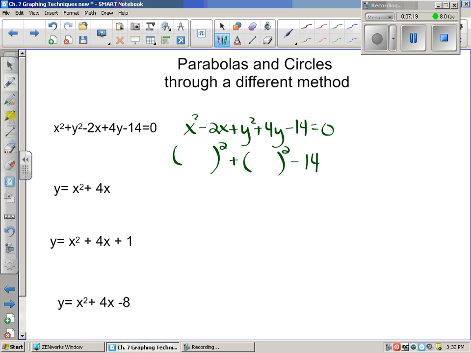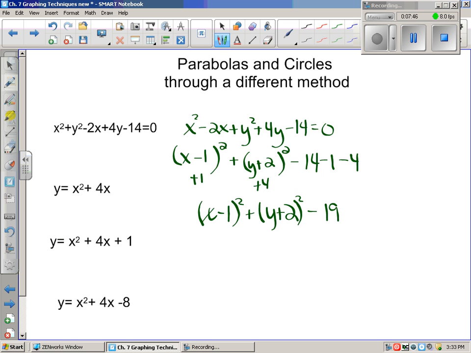So we have x minus 1 squared, so that'd be x squared minus 2x plus 1, right? And then we'd have y plus 2 squared, so it's y squared plus 4y plus 4. So that means we have the extra 4. So what we have instead here, we would have to subtract that 1 and subtract that 4. So we have x minus 1 squared, and y plus 2 squared minus 19 equals 0, right?